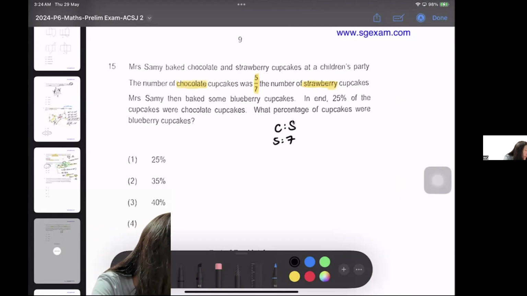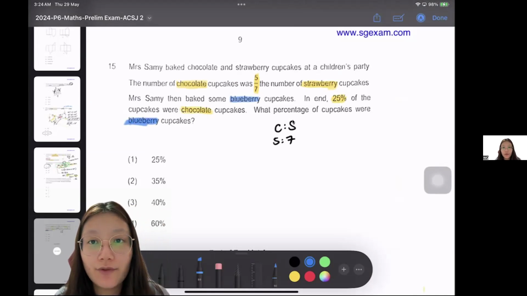Then Sammy baked some blueberry cupcake. So now it's a different cupcake. Okay. It is in fact a blueberry cupcake. So in the end, 25% were chocolate. Then they want you to find how many is blueberry.